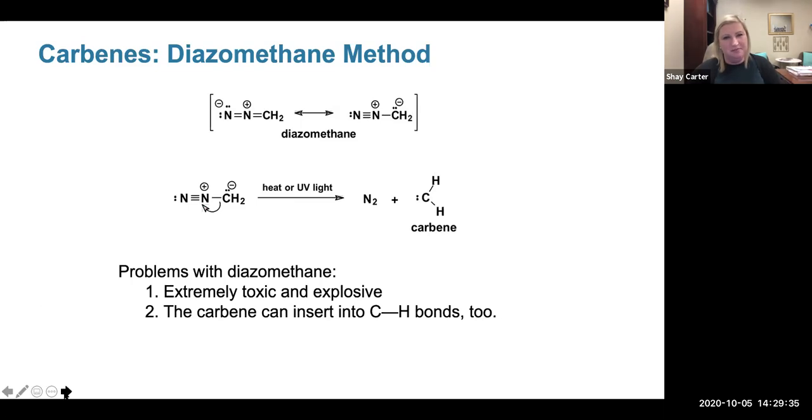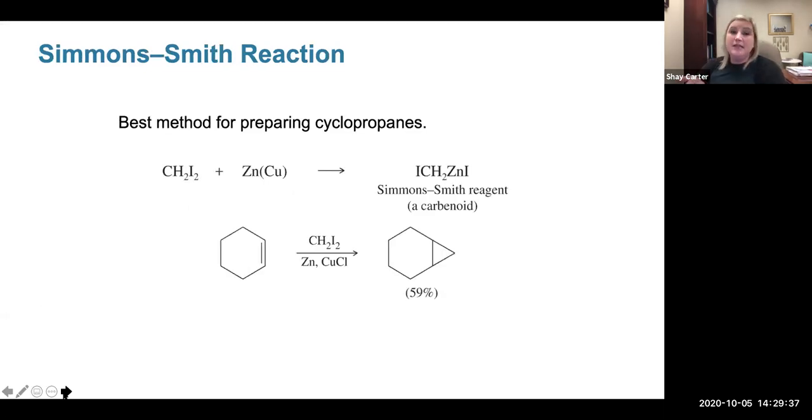Let's move on. Okay, Simmons-Smith reaction is the best way for preparing cyclopropanes, okay? We don't have to go through a carbene. We can create our cyclopropanes by using an alkyl halide, zinc, and copper chloride, okay? Copper 1 chloride.